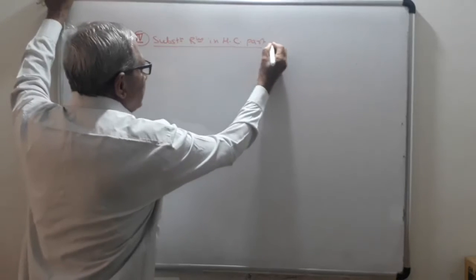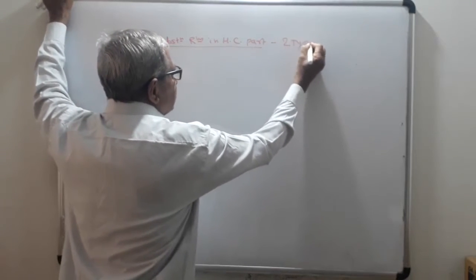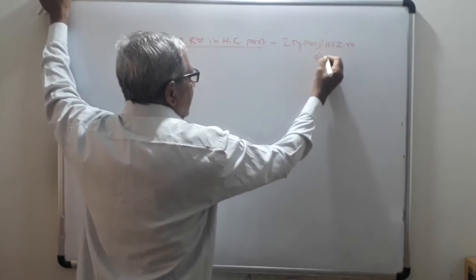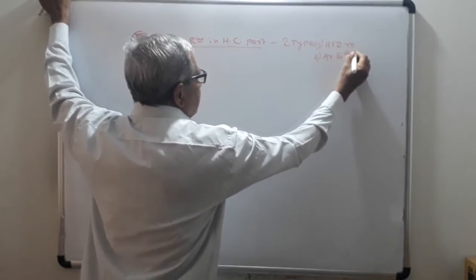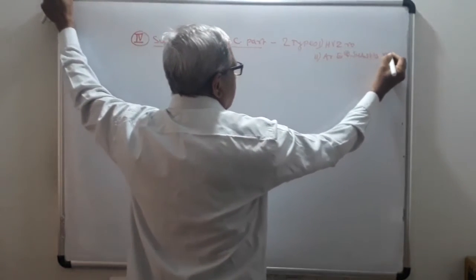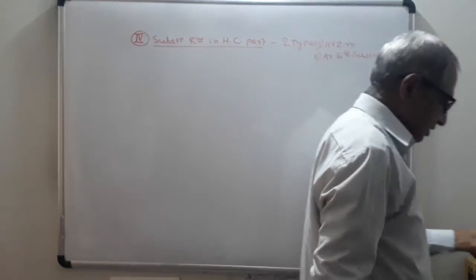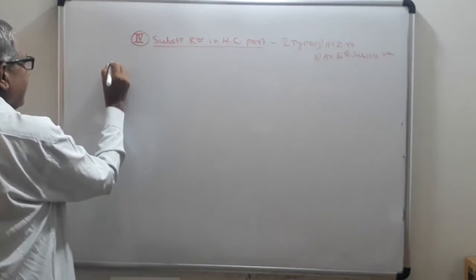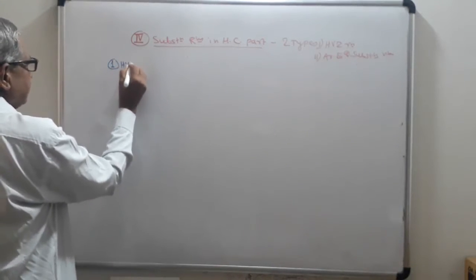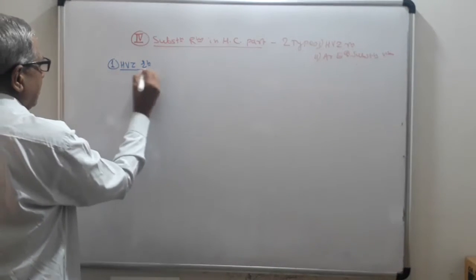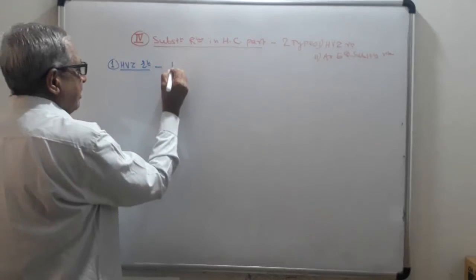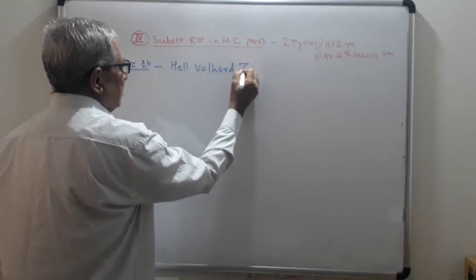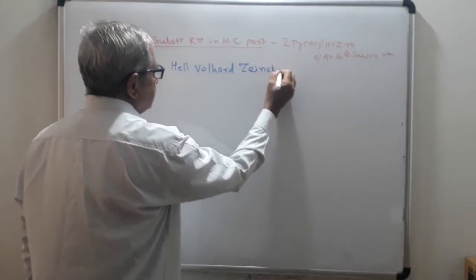In the summary I gave, again these are the two types of reactions. One is the HVZ reaction and the second is the aromatic electrophilic substitution reaction. I will explain these two reactions in detail. So give the title: first reaction, HVZ reaction. The long form of HVZ is Hell-Volhard-Zelinsky reaction.